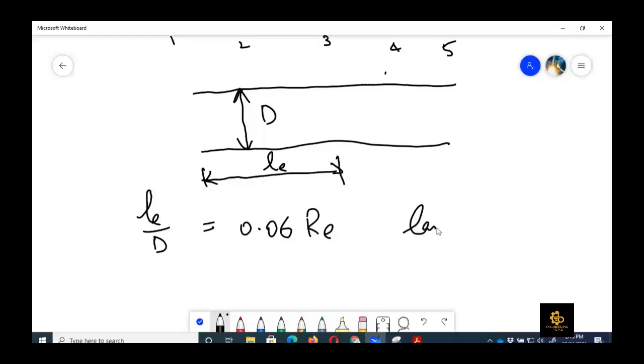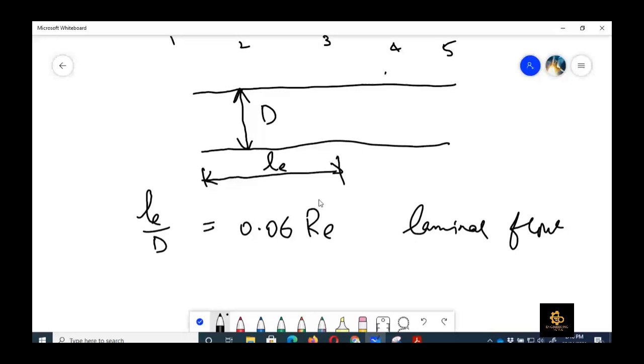If the flow is laminar in the entrance region and we want to calculate the length of the entrance region, we need to calculate the Reynolds number, multiply it by 0.06, and then multiply it by the diameter. Let's suppose we have a Reynolds number of 10 and a diameter of 1 meter. Then the entrance region would be 0.06 into 10, which is 0.6 meter.